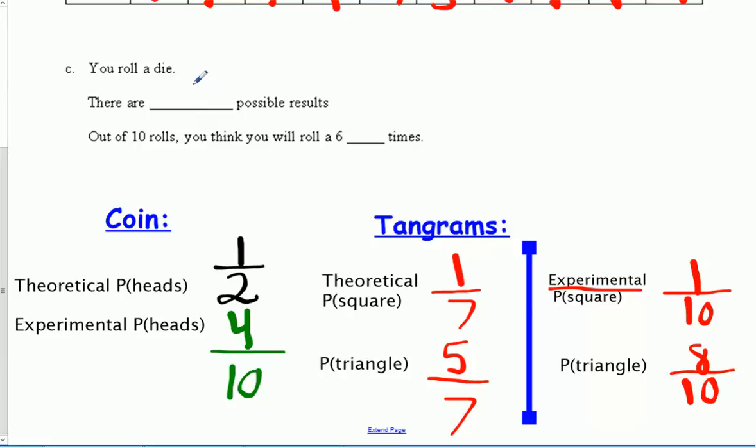Pause it if you're not ready. Okay, there should be 6 different sides. There should be a 1, a 2, a 3, a 4, a 5, and a 6. Now, I want you to make a prediction.